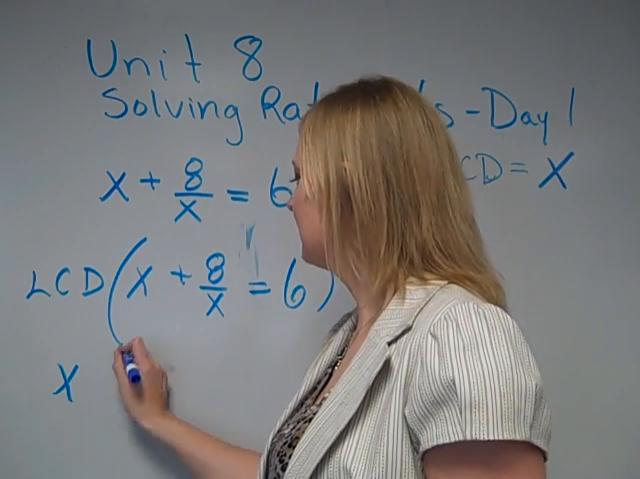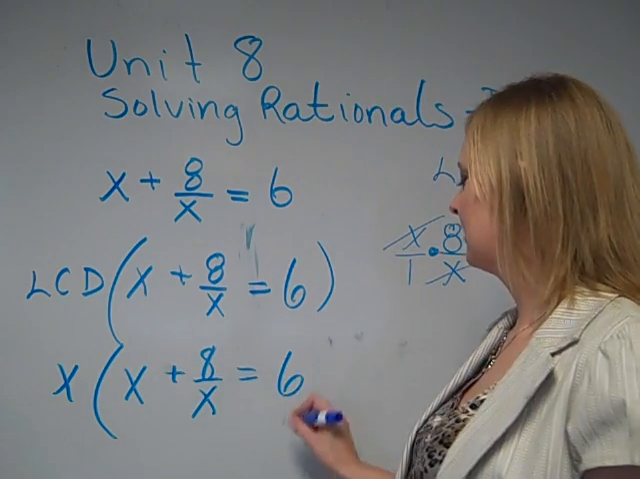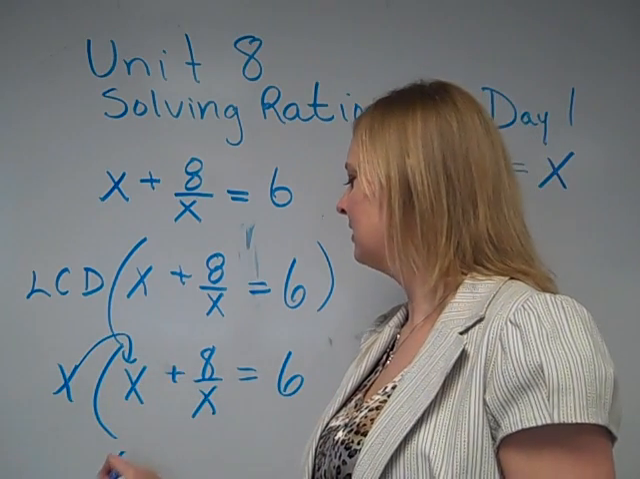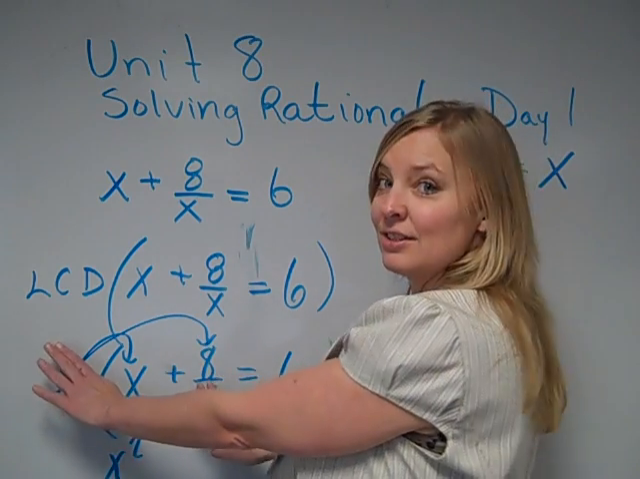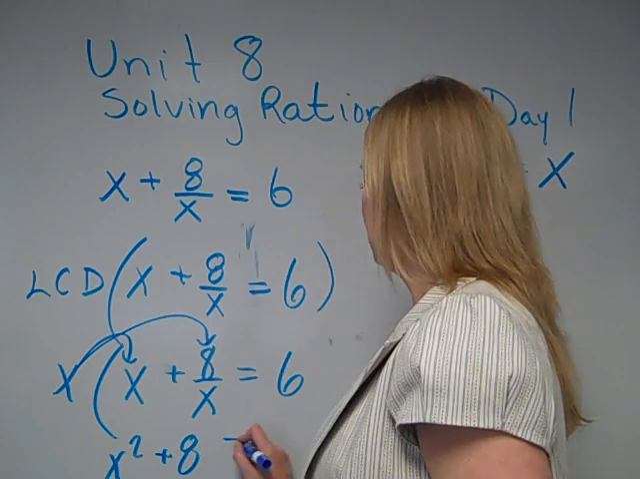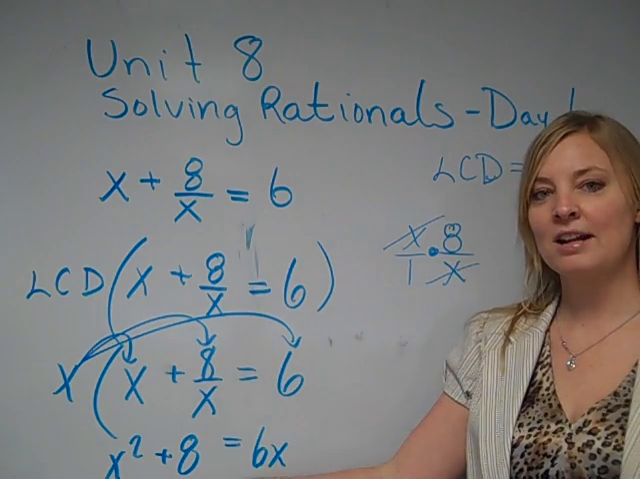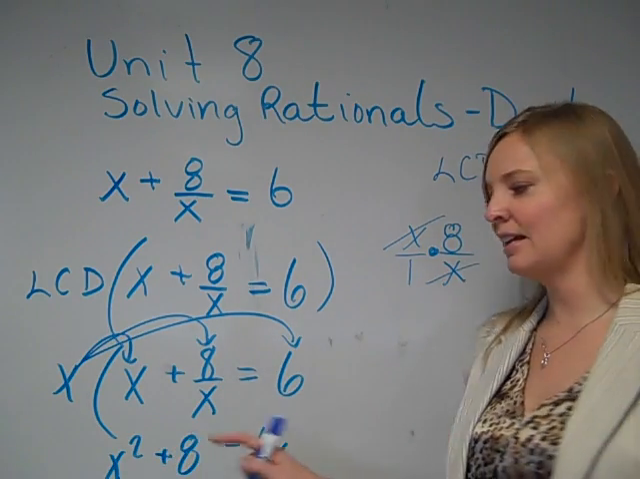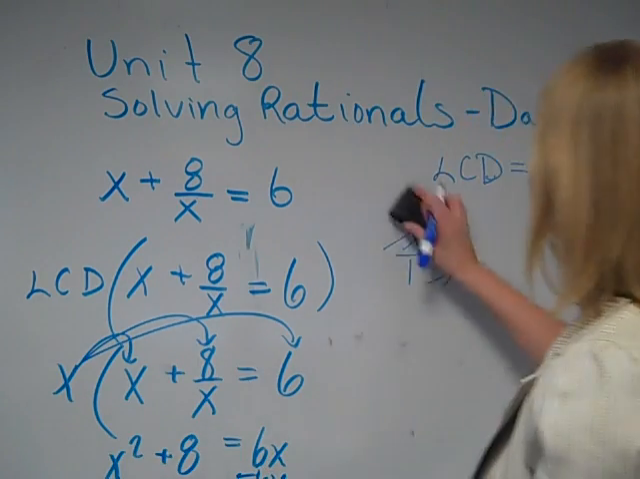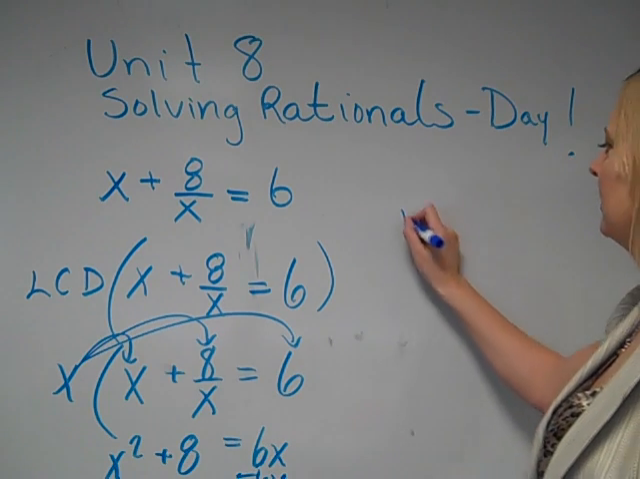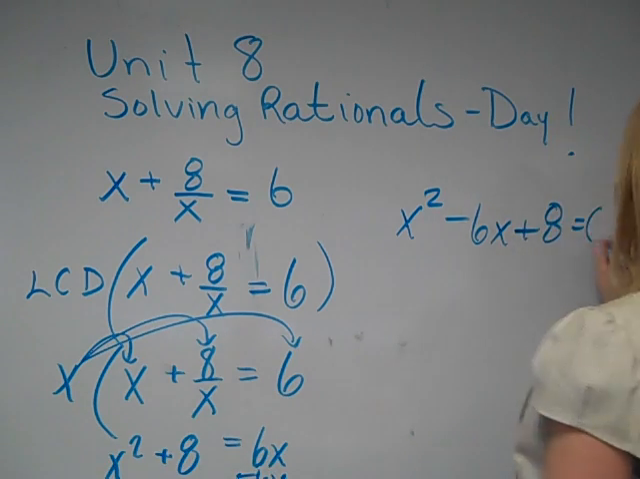So then we have x times (x plus 8/x) equals 6x. x times x is x squared. x times 8/x, notice that your x is canceled, and so you're left with 8, equals x times 6 is 6x. Next, we have a quadratic, so we're going to solve the quadratic by setting everything equal to 0. So let's subtract 6x. That leaves us with x squared minus 6x plus 8 equals 0.